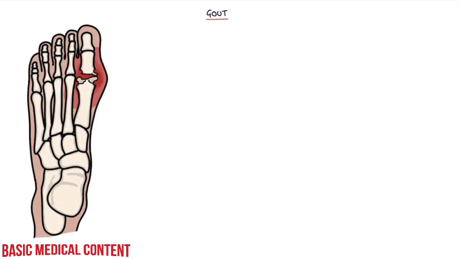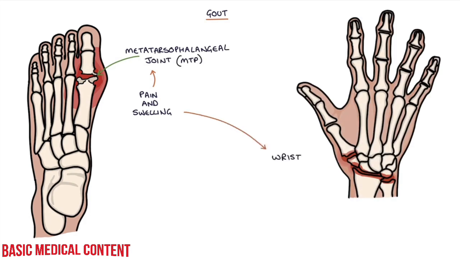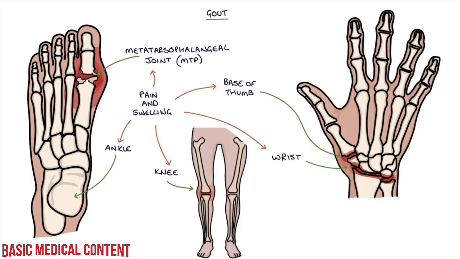The final common foot problem to cover is gout. Gout is a common cause of pain and swelling in the metatarsophalangeal joint or MTP joint at the base of the big toe. It can also affect the wrist, ankle, base of the thumb or the knee.